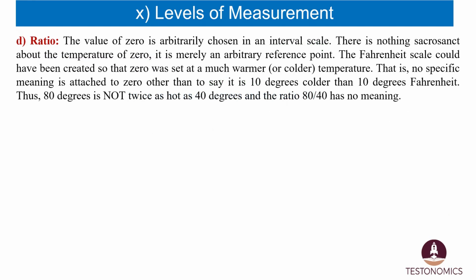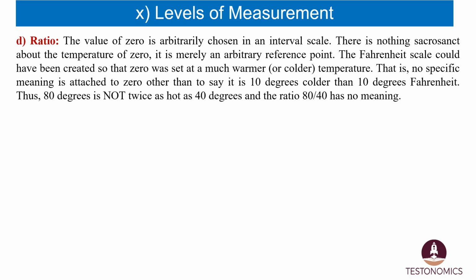So this is the fourth one, ratio. How is this different from the third? Let's understand that first. The value of 0 was arbitrarily chosen in an interval scale. There is nothing sacrosanct about the temperature of 0. It is merely an arbitrary reference point. The Fahrenheit scale could have been created so that 0 was set at a much warmer or colder temperature. So basically 0 had no significance. 0 did not mean a complete absence of something in the interval case, right?